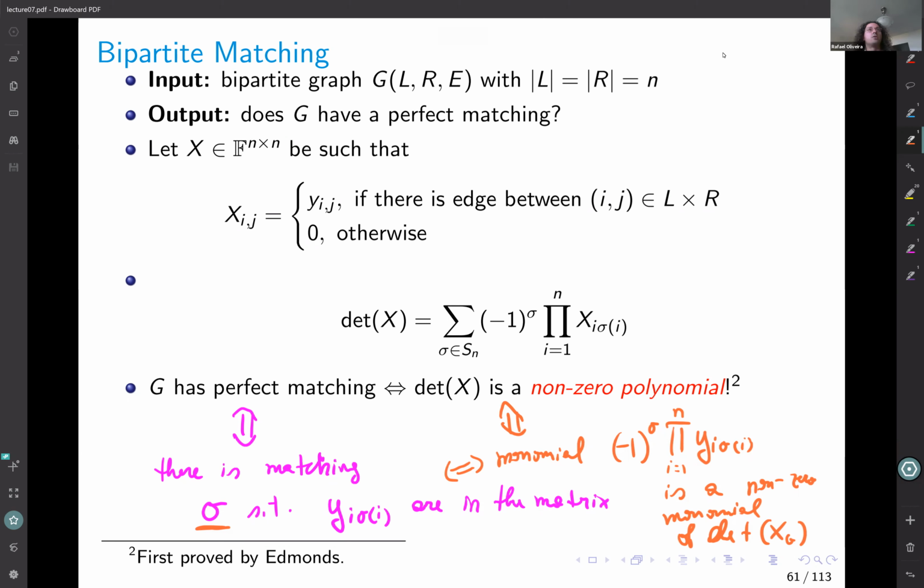And this result, just a little bit of history, was first proved by Edmonds, who was here in Waterloo back in the day. So this is an in-house solution for all of you. So now we know that G has a perfect matching if and only if the determinant is a non-zero polynomial.